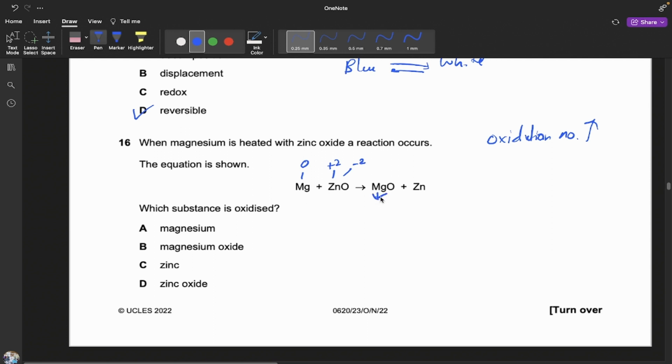Magnesium here becomes plus 2. Oxygen minus 2. Zinc is 0. Zinc has gone from plus 2 to 0. It has reduced. I'll use a different color pen now. Magnesium has gone from 0 to plus 2. So it has oxidized. The substance oxidized is magnesium.